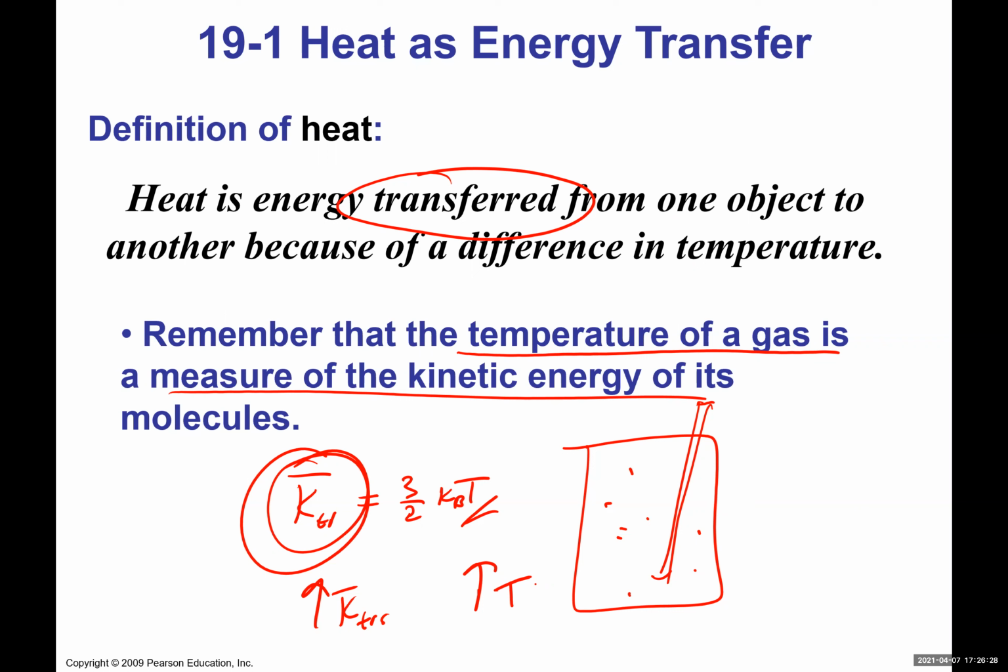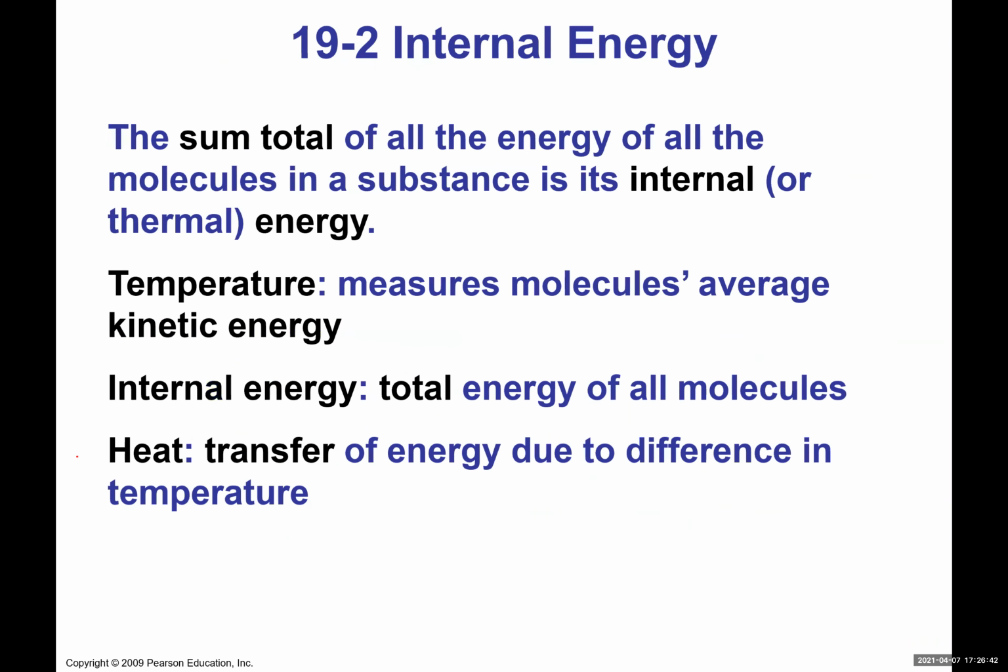And remember, we also have the internal energy, which was thermal energy, the total kinetic energy. So those are different things: average kinetic energy and total kinetic energy are two different things. If you add all of those kinetic energies together, the sum total of all the energy of all the molecules in a substance is called its internal or thermal energy.